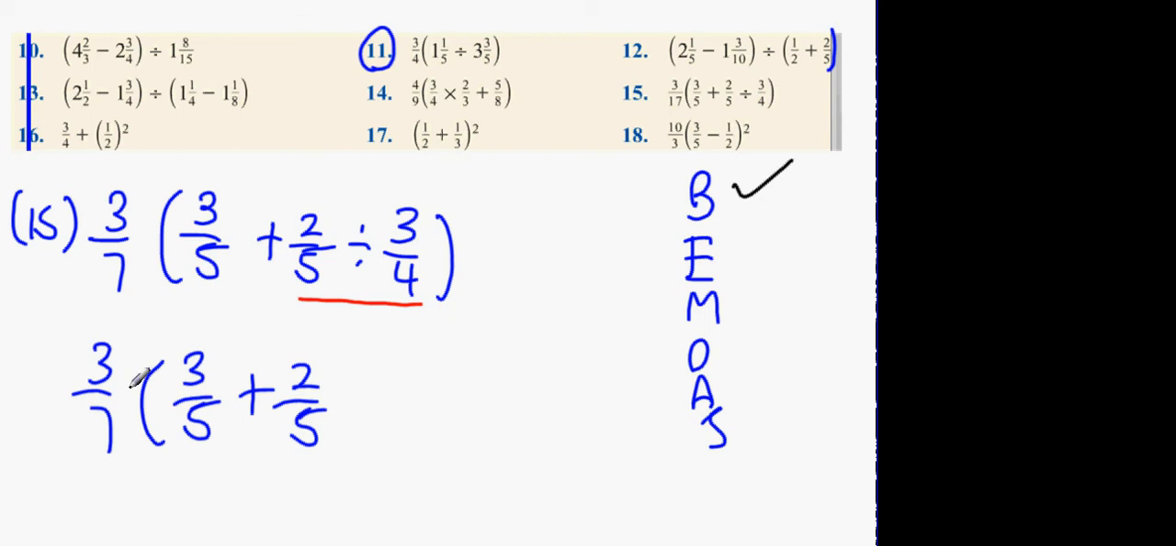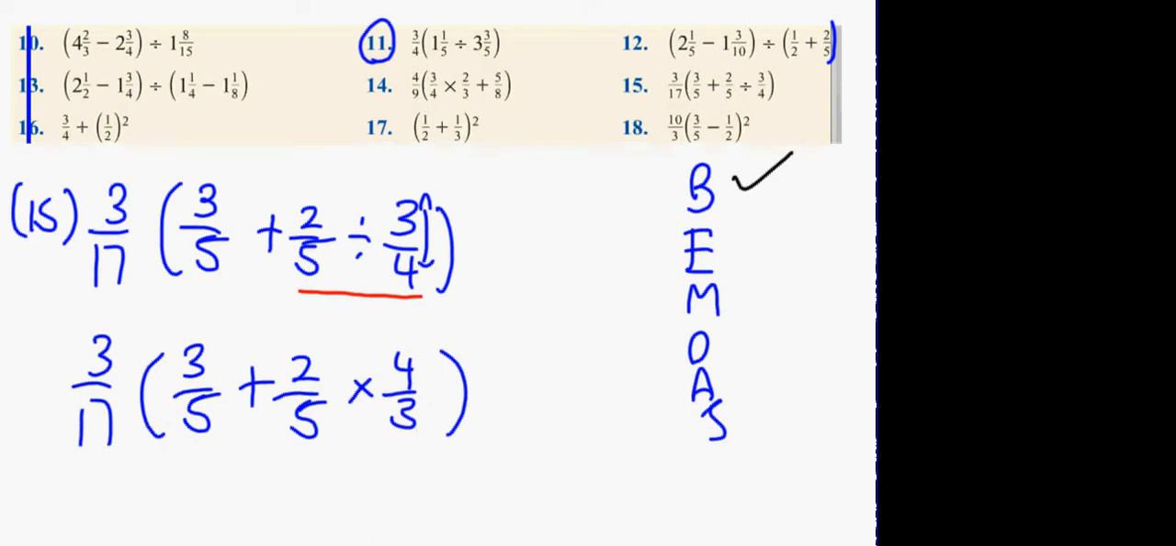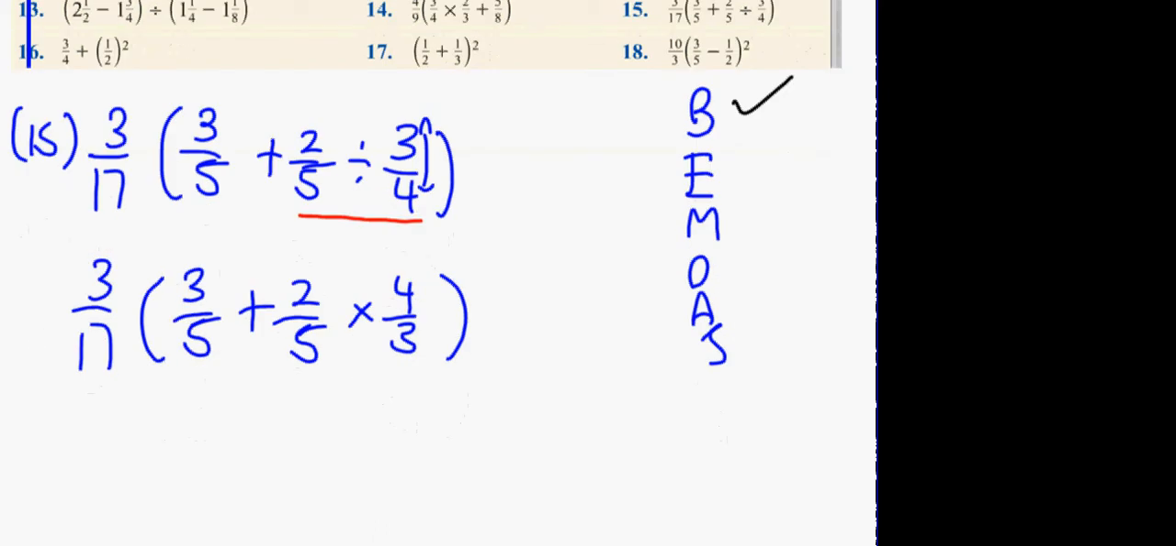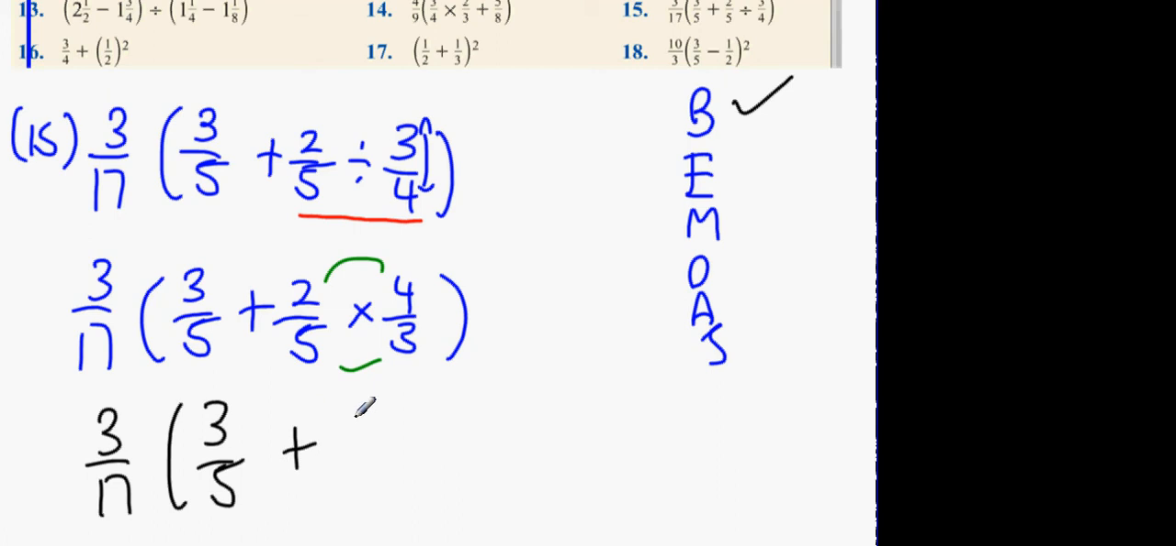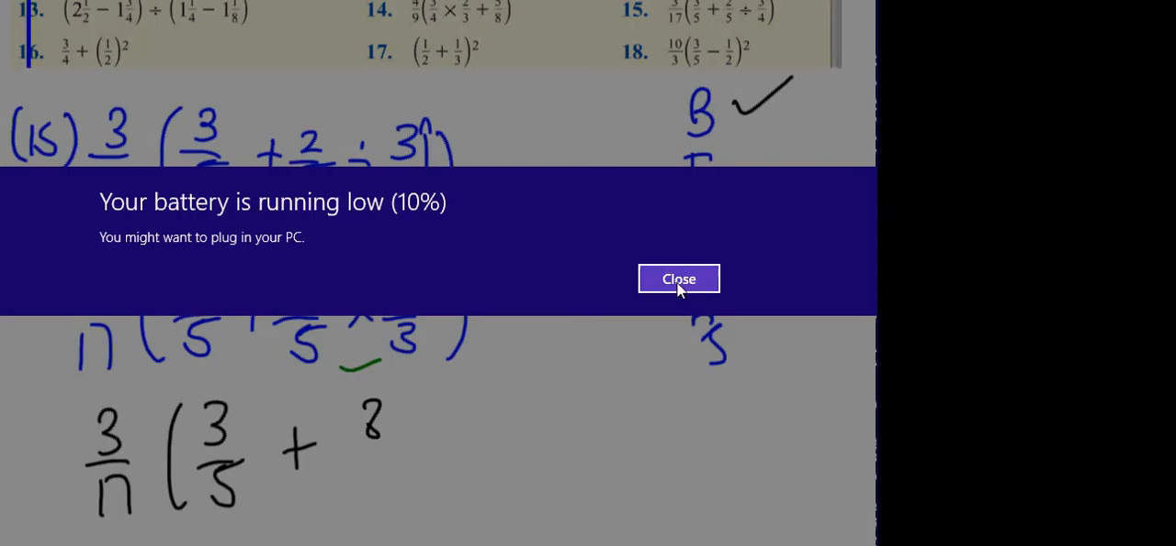That's 3 over 17. Excuse me, that was my mistake. It's 2/5. You said to change this one upside down, and it's going to be multiplied by 4 over 3. Now what? Multiply them out. So it's 8 over 15. Okay?